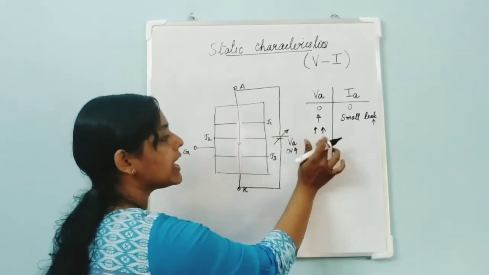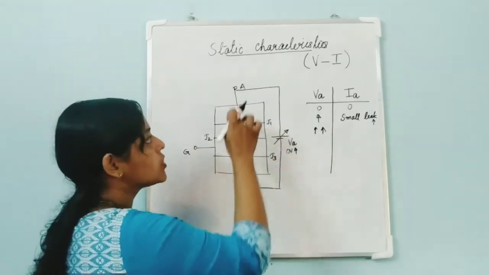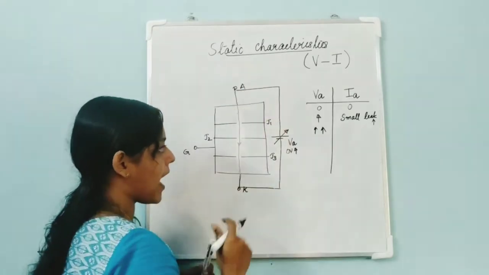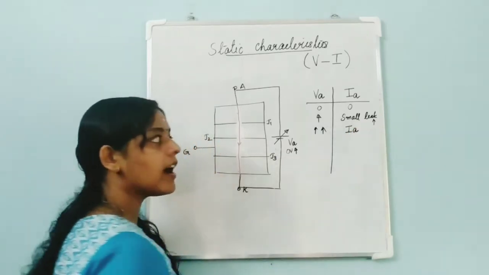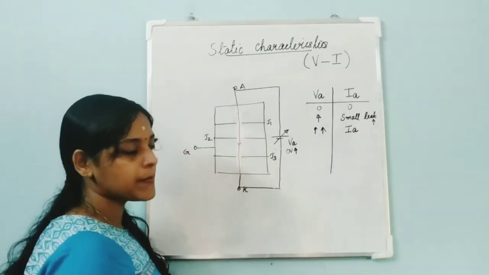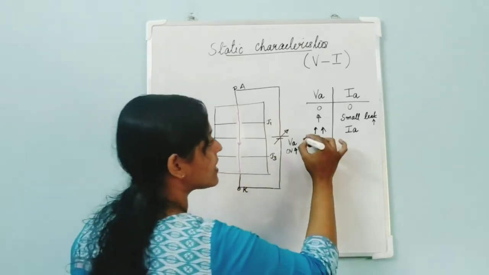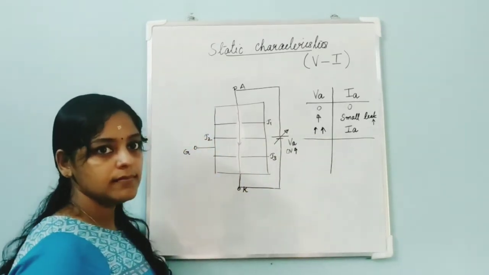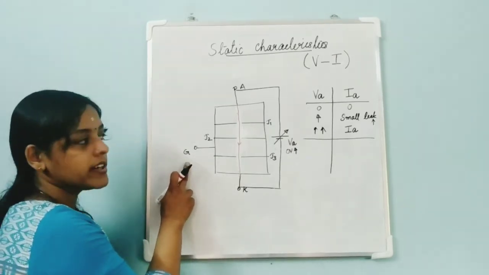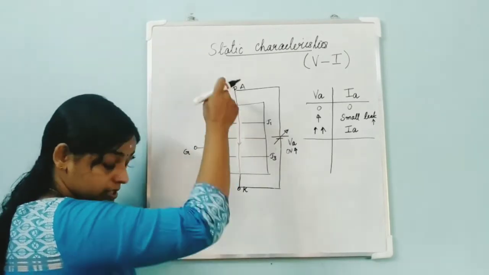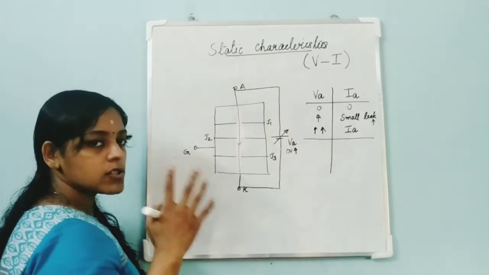So when a very high voltage is applied, junction J2 also conducts. The device starts conducting from anode to cathode. That means the current now flowing is the anode current IA, and once IA flows, we can say that the device is turned on. Did we apply any gate pulse? No, we didn't apply any gate pulse. Still your device starts conducting. That is one case.